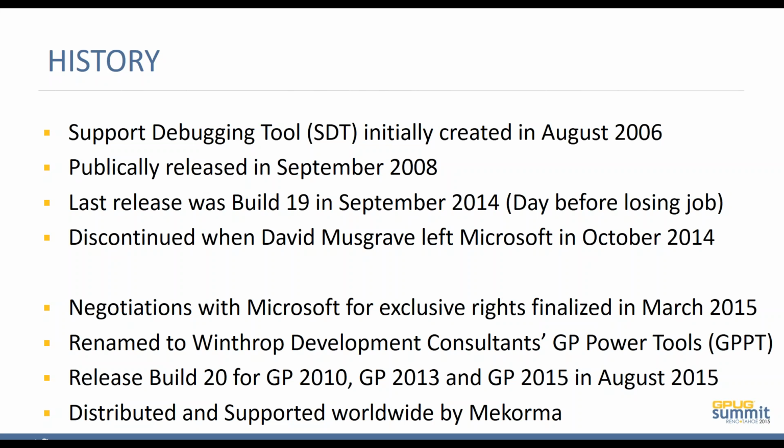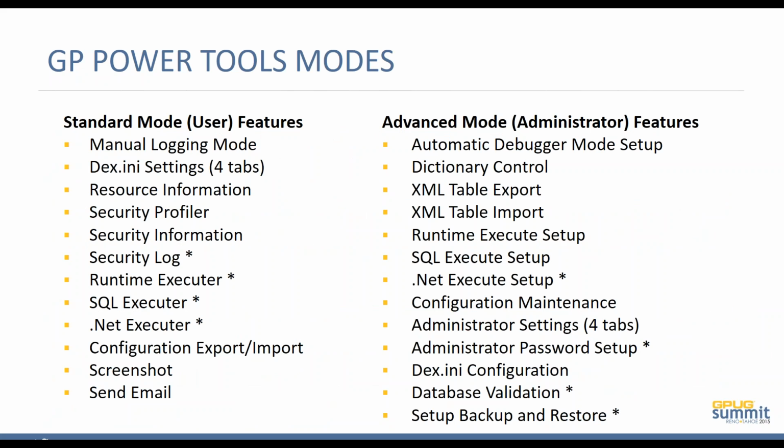So it is now available for all the current versions, and there will soon be code for GP 2016 available as well. It's distributed and supported worldwide by my partner McCorma. So if you're interested in buying it, you can look at the Winthrop site, but you need to get it from McCorma. We're going to talk and demonstrate GP Power Tools because the support debugging tool doesn't actually exist anymore. It is still downloadable from the Winthrop site for versions 8, 9, and 10, but anything later than that, GP Power Tools is the only product available.